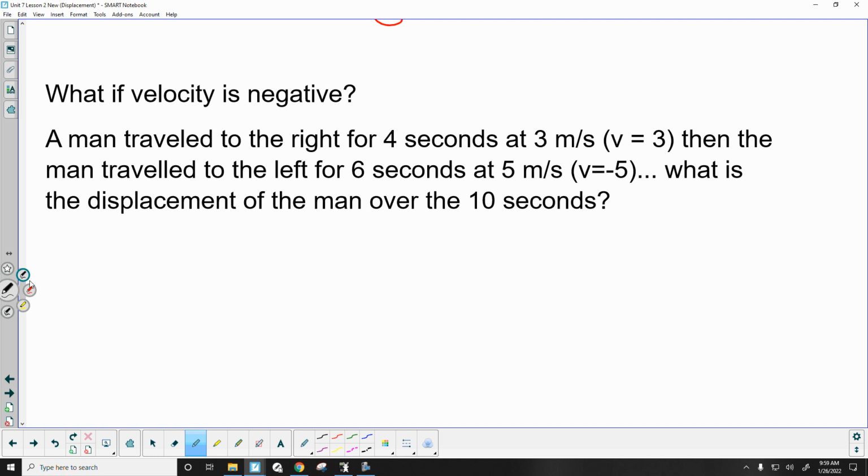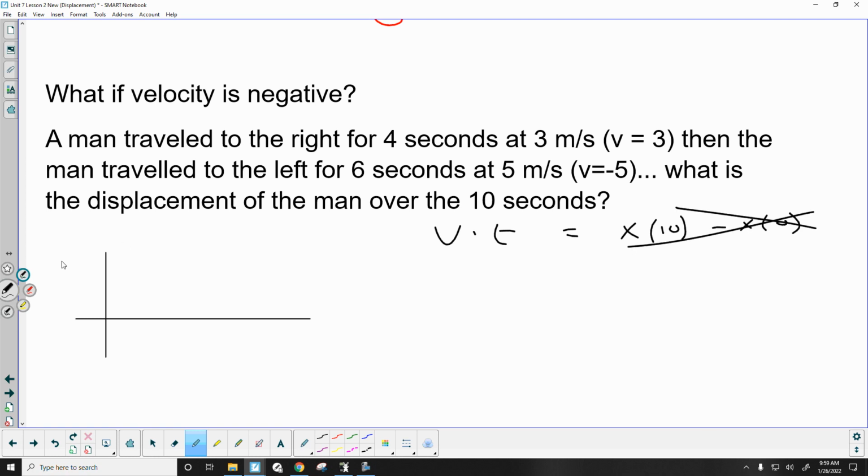So I'm just going to show you. I could also find the change in position, but that actually would take longer. So I'm just going to show you what would happen. And let's stick to the velocity times time and not worry about change in position right now. I'll worry about it when it's more applicable. Man traveled right for 4 seconds at 3 meters per second. Here's my velocity curve, it's 3. The man then changed directions, and for 6 seconds, he traveled at a velocity of -5.